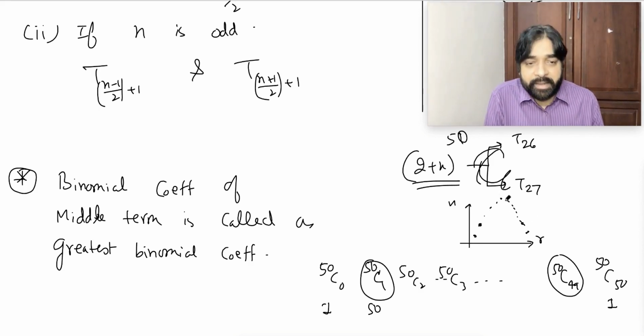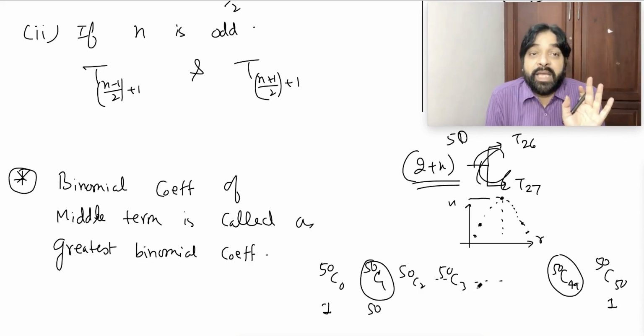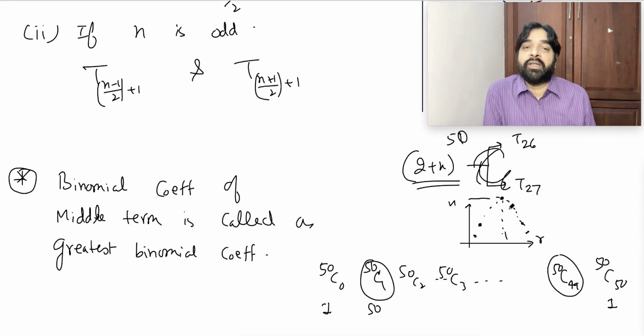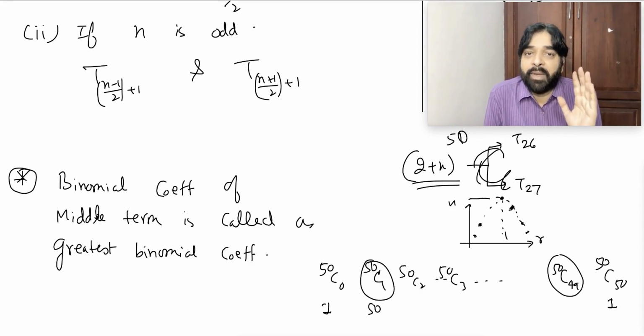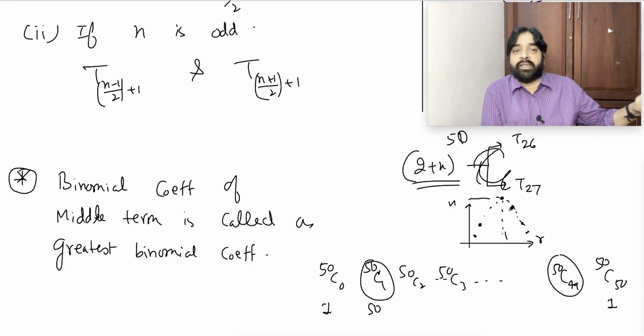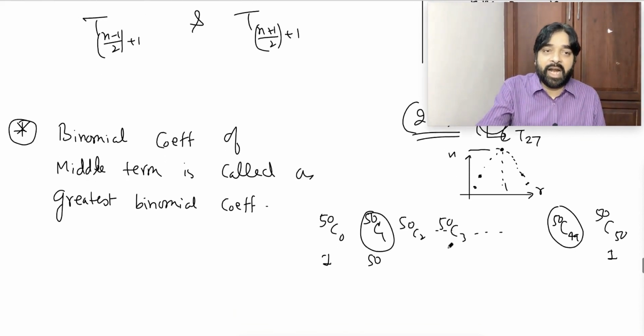This peak value is called the greatest binomial coefficient. What is that peak value? This is nothing but the binomial coefficient of the middle term. Up to the middle term, the binomial coefficient increases its value. After the middle term, it starts decreasing and comes back. That's why we say that in the binomial expansion, it always starts repeating.